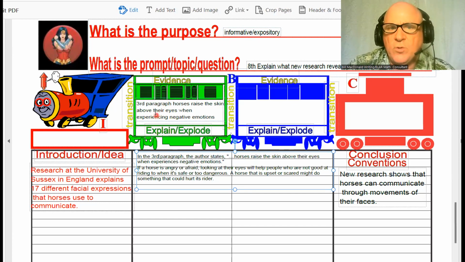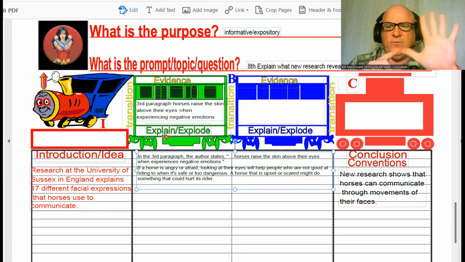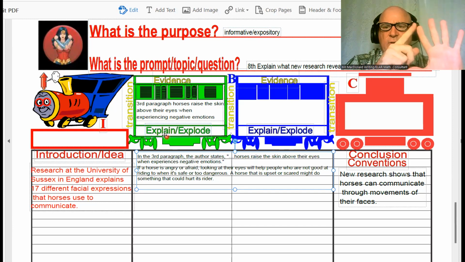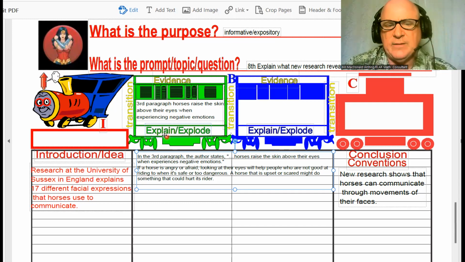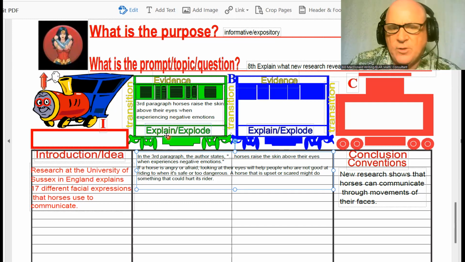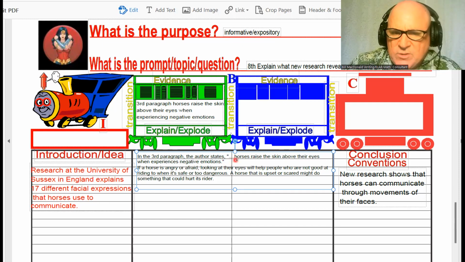You can tell us the location and the quotations if you want when you're actually writing it, and that's what we did here. What is the evidence that you're going to use? And then the other EXP part: you're going to use this yellow evidence here that comes from the third paragraph. Explaining is the writing or typing between the lines. So it says in the third paragraph down here, the author states, comma, quotation, horses raise the skin above their eyes when experiencing negative emotions.